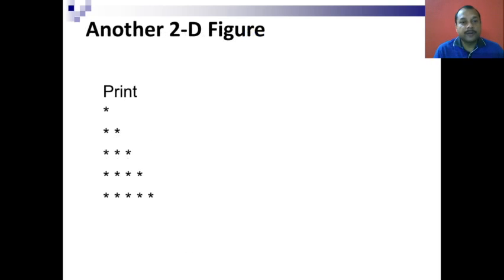Now if I ask you to print this one, what is the specialty about this one? In the first row only 1 star, second row 2 stars, third row 3 stars. So that way the number of the row is indicated by the number of stars. How can you do that one? Again, I am suggesting you give a pause to this video and try it by yourself.